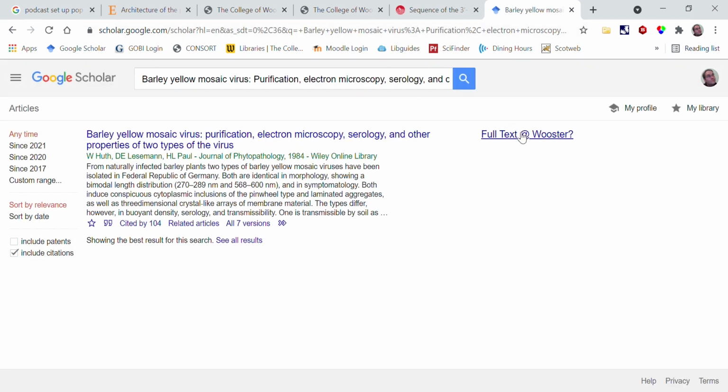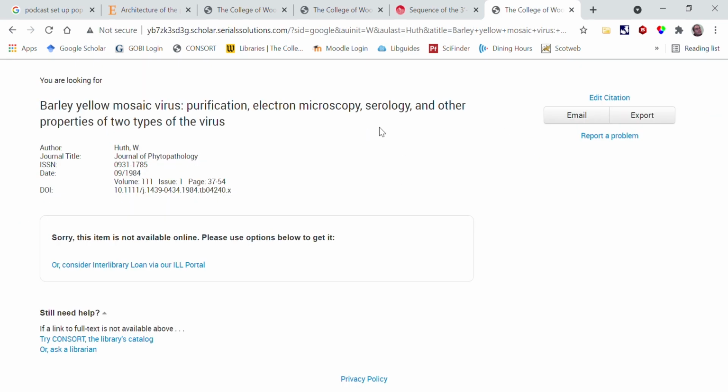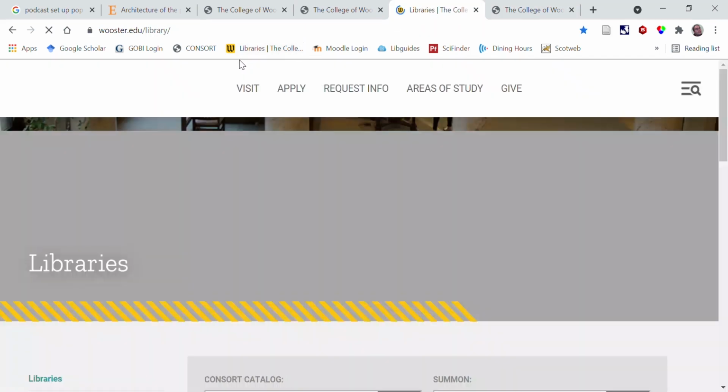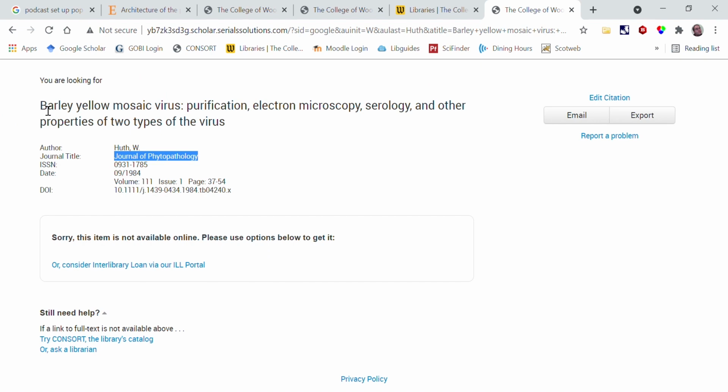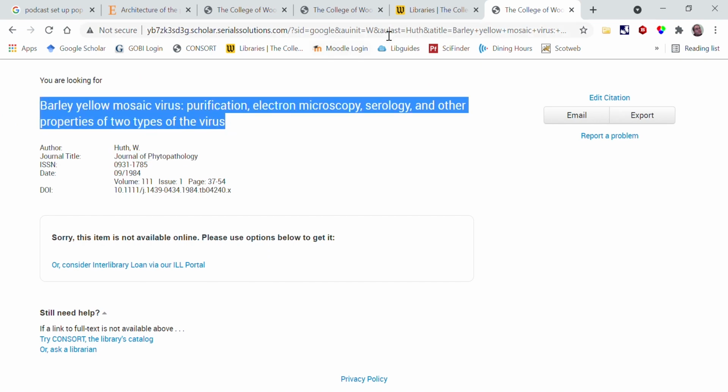Oh boy, this doesn't look good. Full text at Wooster. Let's find out. Oh no, that's not there, but I actually don't believe you, College of Wooster. That's a pretty big one. So we're going to go to the library. Let's actually try this whole thing in Summon.